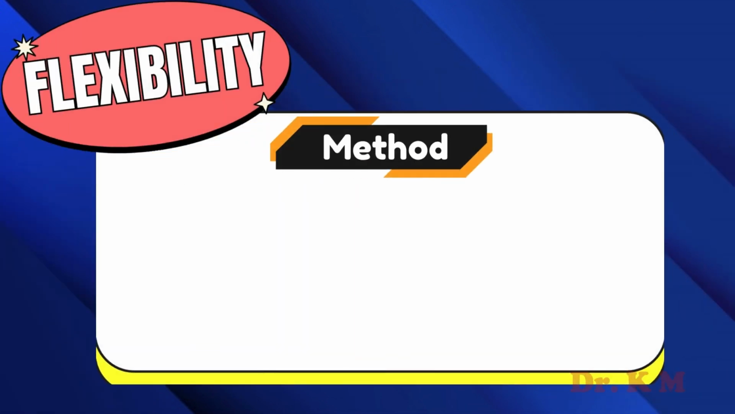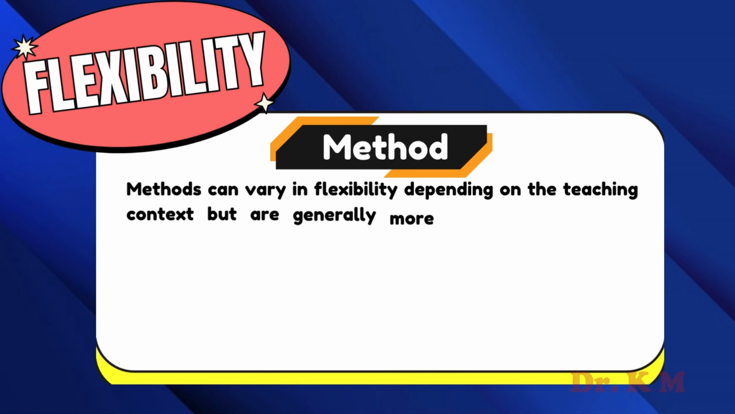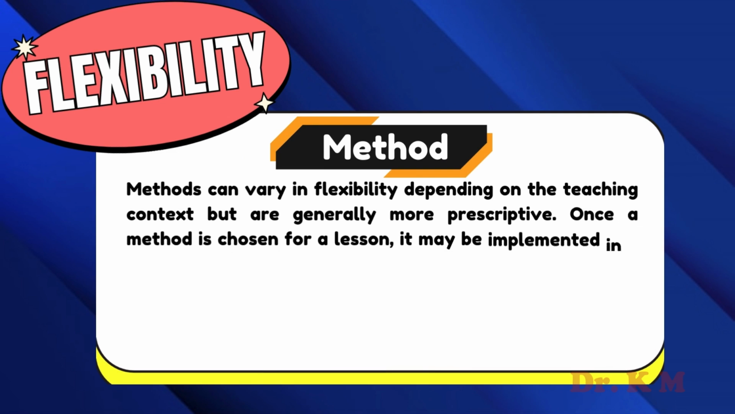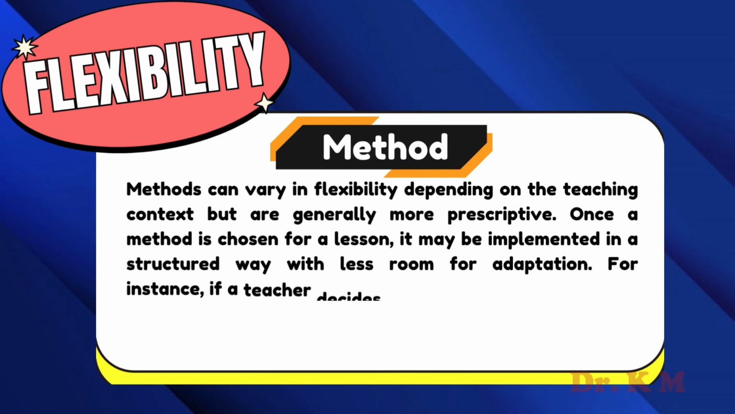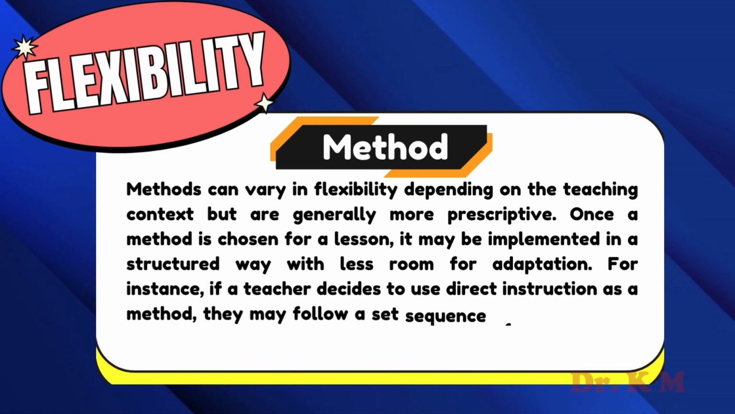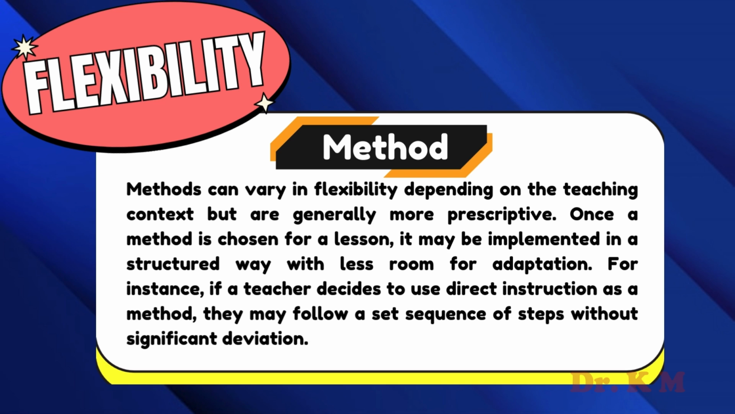C. Flexibility. Method. Methods can vary in flexibility depending on the teaching context but are generally more prescriptive. Once a method is chosen for a lesson, it may be implemented in a structured way with less room for adaptation. For instance, if a teacher decides to use direct instruction as a method, they may follow a set sequence of steps without significant deviation.